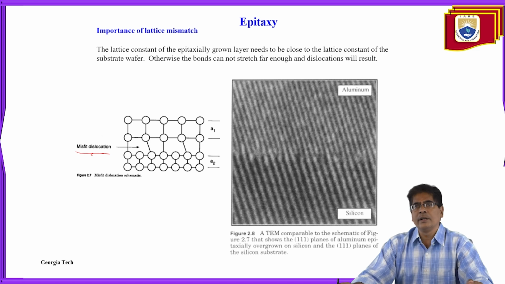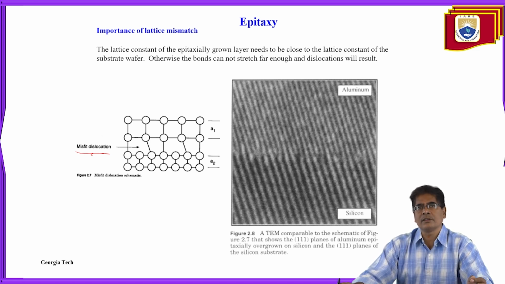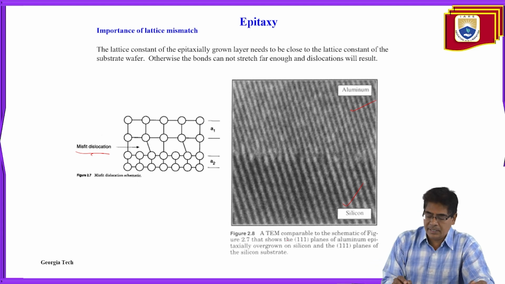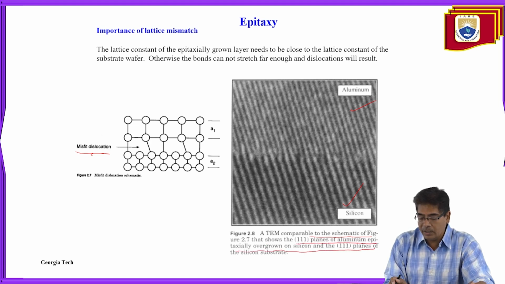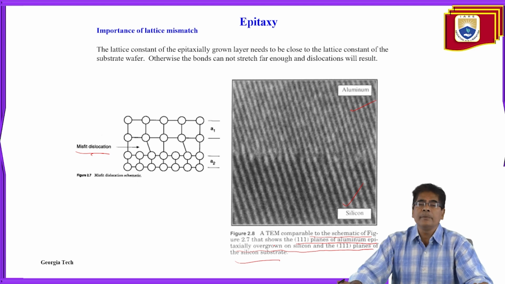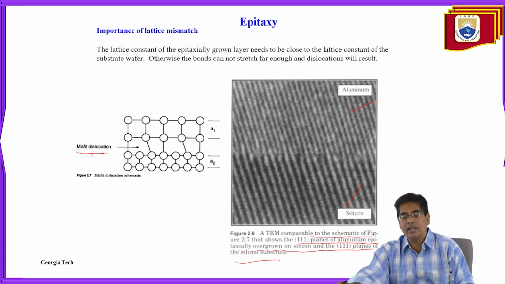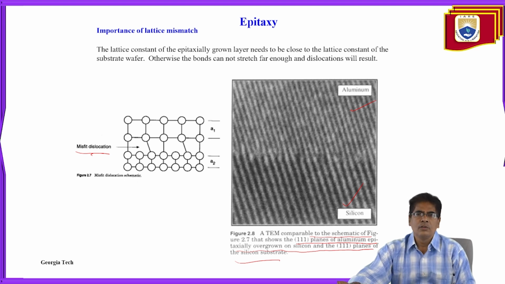The lattice constant of the epitaxially grown layer needs to be close to the lattice constant of the substrate. Otherwise, the bonds cannot stretch far enough and dislocation will result. Here aluminum is being deposited on silicon. This is the TEM image compared to the schematic. It shows the 1-1 planes of aluminum epitaxially overgrown on silicon and the 1-1 plane of the silicon substrate. So there will be a mismatch between the lattice constant and the epitaxial film grown on the material. As a result, some voids or dislocations may exist.